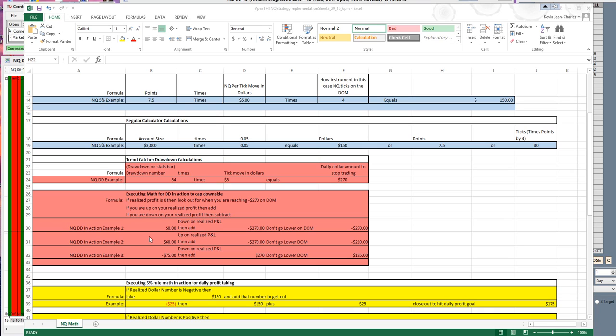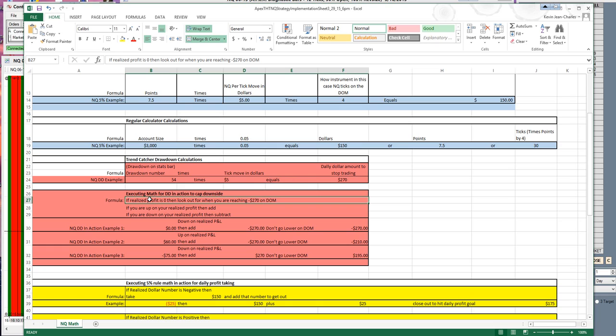The general formula for calculating drawdown is drawdown number times, so the 54 right here that I showed you that we got from the stats bar, times 5, equals 250. So 54 times 5 equals 250. That's how we arrive at the 250 right there.